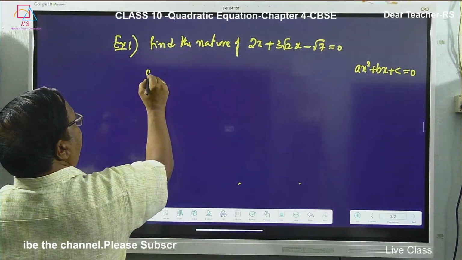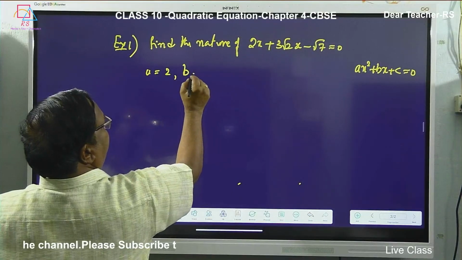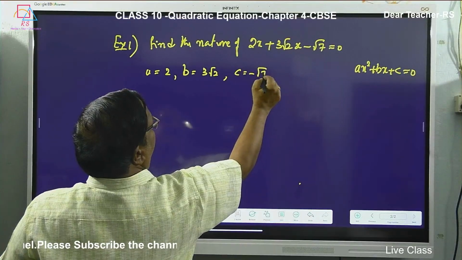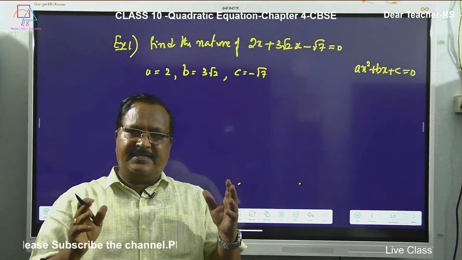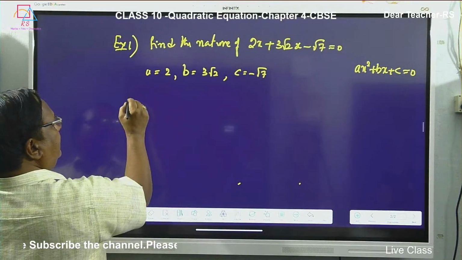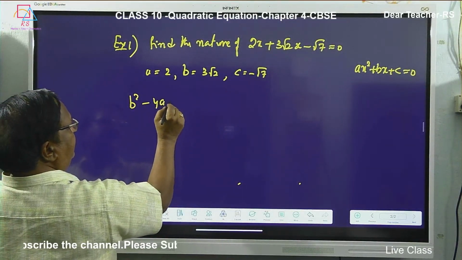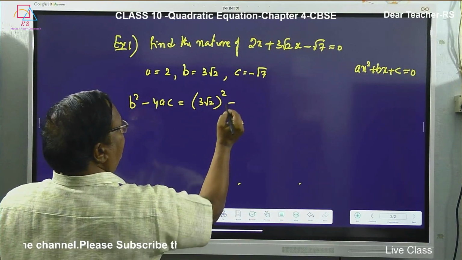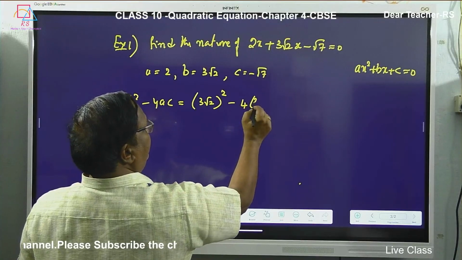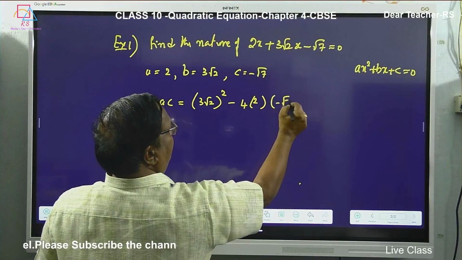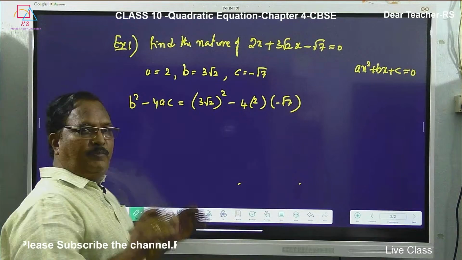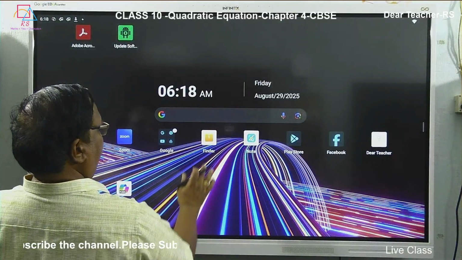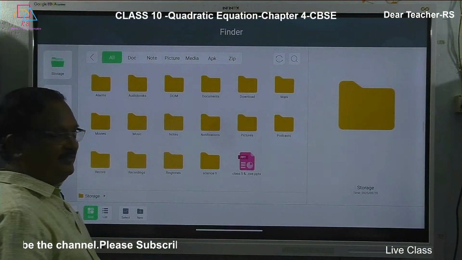So a is equal to 2, b is equal to 3 root 2 and c is equal to minus root 7. Same procedure, everything is same. So now b square minus 4ac you have to find out. b is 3 root 2 whole square. If you just follow my steps, you will be getting the answer. Putting the brackets, everything.